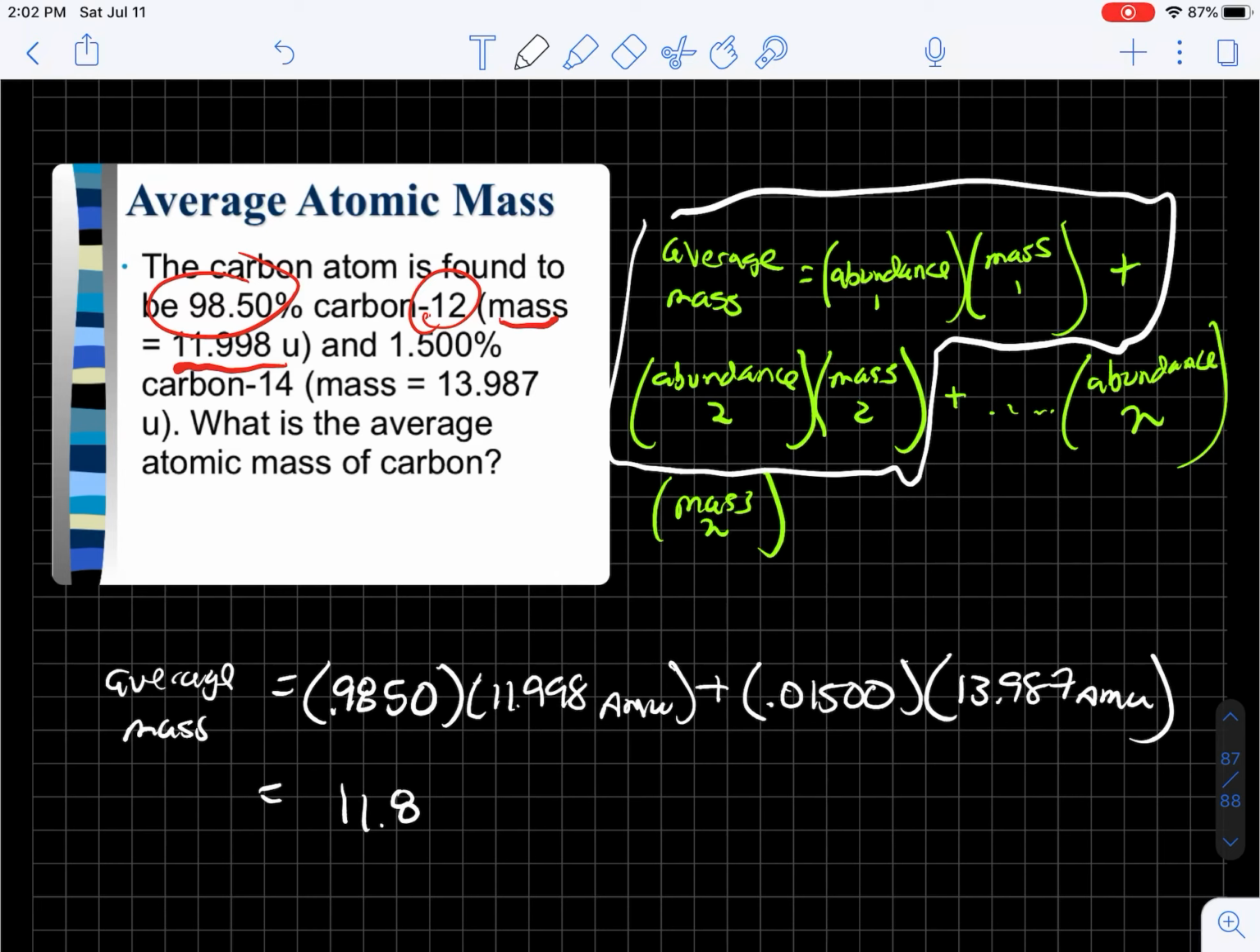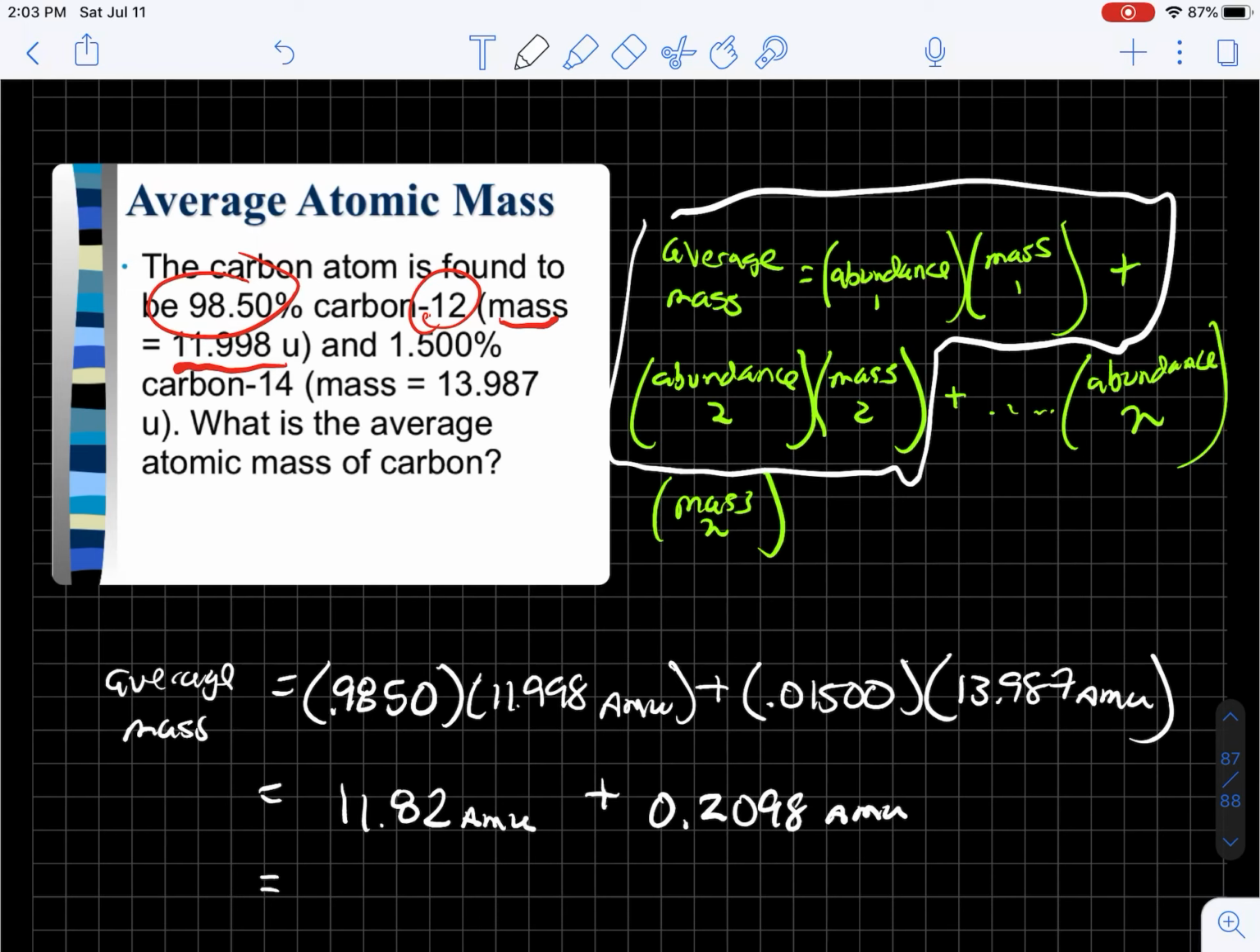So 0.9850 times 11.998, and I get 4 sig figs, so 11.82 AMU. So notice we're going to add this together now. So we're going to the hundredths column there. Second isotope, 0.015 times 13.987, and I get 0.2, and we got 4 sig figs here, 098 AMU.